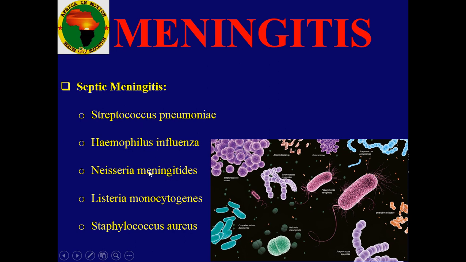Most of the time, this one will cause epidemics. Listeria monocytogenes is common in babies, the newborn, and old people. Staphylococcus aureus. So all these are the different types of bacteria that can result in septic meningitis.